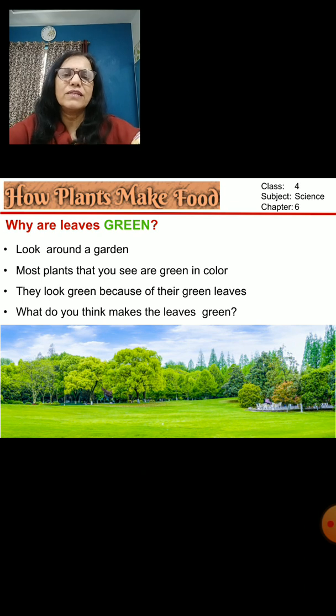So whenever you look around, there are many plants and they all look green. Most plants that you see are green in color. And why are they green in color? Because of the green leaves. On all the plants there are many leaves and they are all green in color. So why are the leaves green in color?